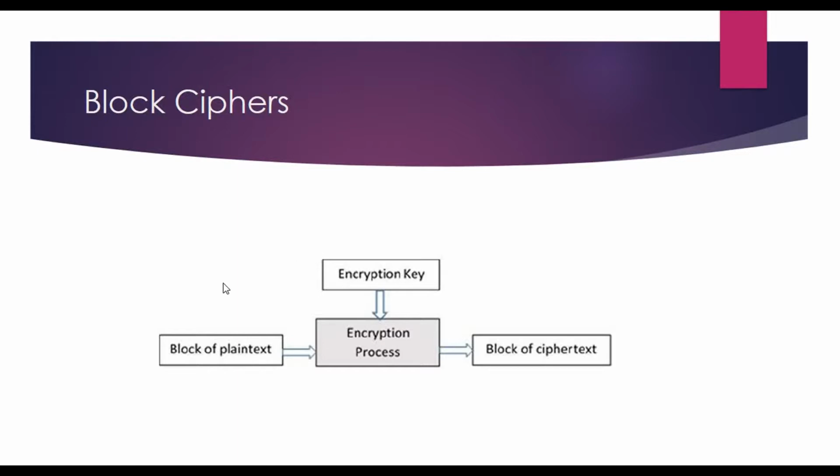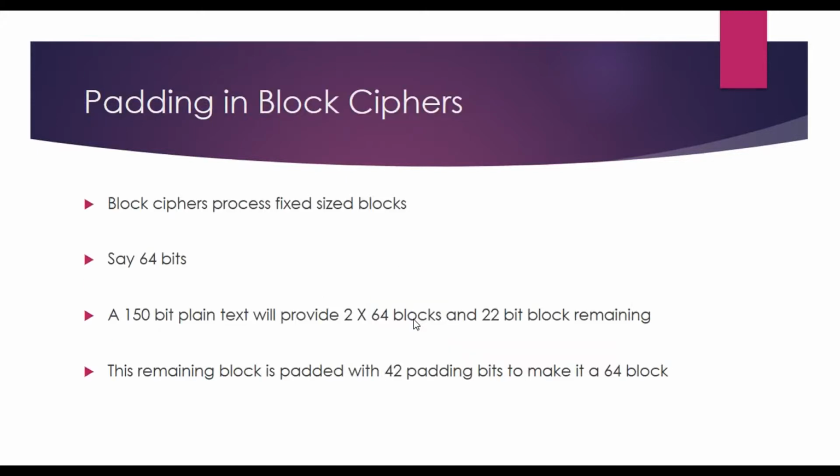So as you can see here, blocks are how block ciphers work. If we have 1, 2, 3, 4, 5, 6, 7, 8 as input data, we select a block of 1, 2, 3, 4, of 4 bits, pass it into our encryption algorithm, and the encryption key is applied to that plain text. With the help of that, we get a block of ciphertext which is sent across.